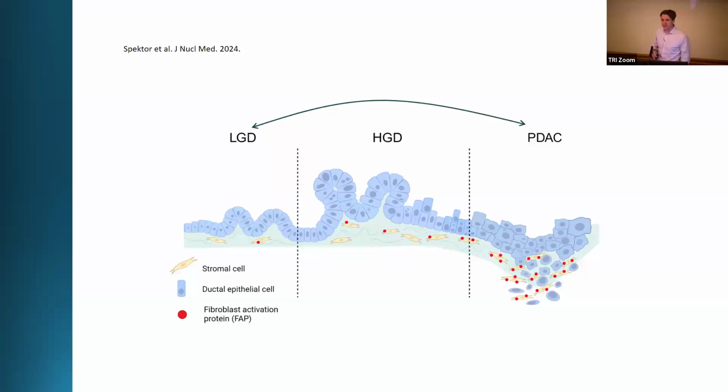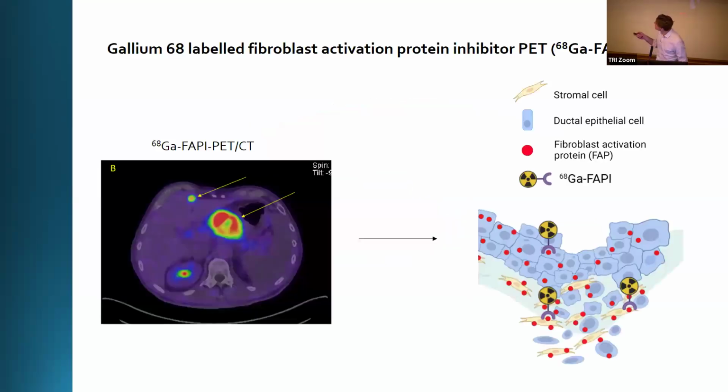Our hypothesis is that because FAPI-PET is proving to be very effective at finding distant metastases that weren't otherwise known about, maybe it too can find very early primary tumours that other modalities can't see.